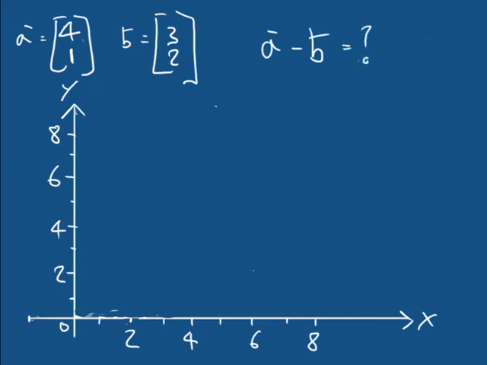Well, we know how we can do this in terms of components. We take 4 in X and subtract 3 from it, which would be 4 minus 3 gives us 1. And then for the second component, we take 1 and subtract 2 from it. 1 minus 2 gives us negative 1. However, let's look at how we can represent this graphically.